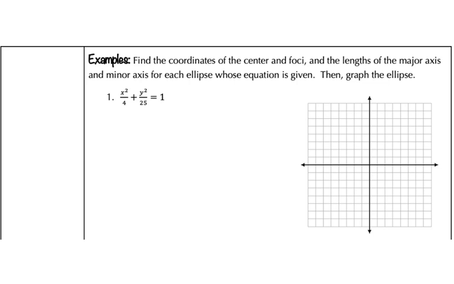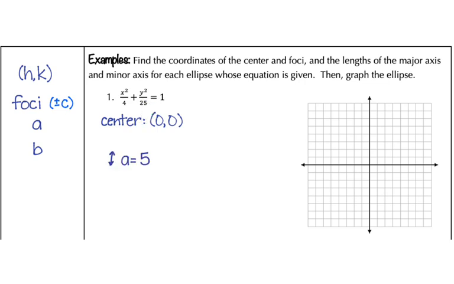Problem number 1. Here for examples, you're given the equation, and we want to write it. We're not subtracting anything from x and y, so we know that our center is (0, 0). I can see that this is vertical because the larger denominator is under the y. And so my a is 5 and my b is 2, because you're always taking the square roots.